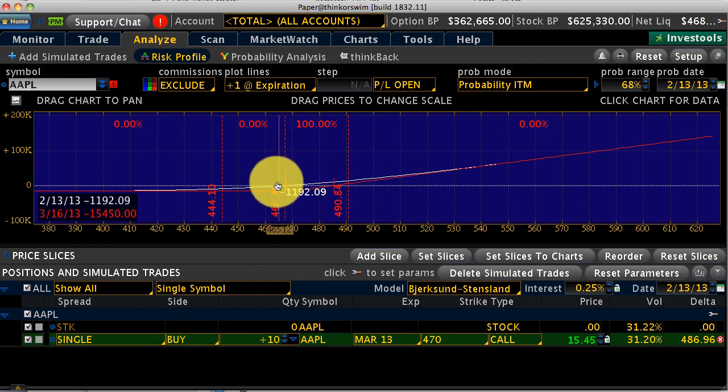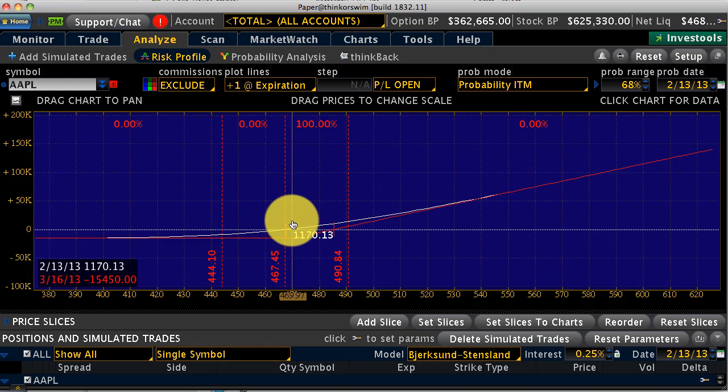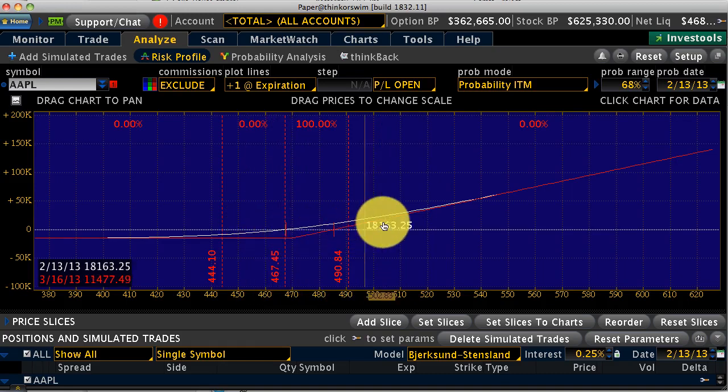So what I want to show you in this lecture is the difference between the white line and the red line. So again, we're going to consider our at the money call option. We have 10 contracts on, which is about 1,000 shares, and we are going to pay $15.45 per share for this option. So once we do that, we get our risk profile, and it looks like this.